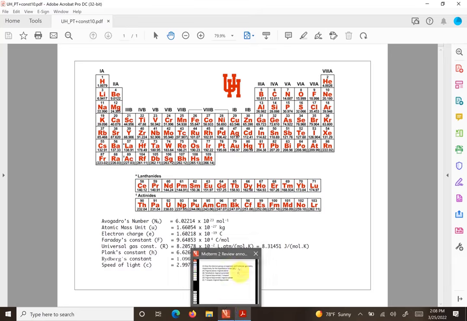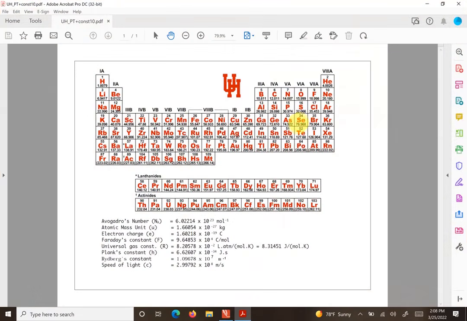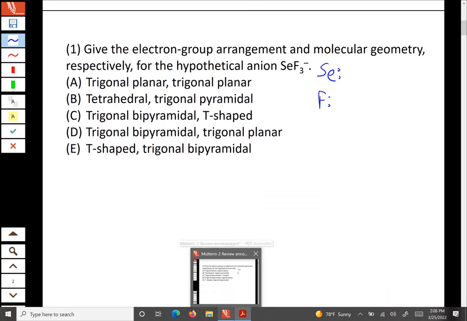Wait, selenium is in which one? Yeah, it's group 6, so it's right there, Se. Right. Yep, so Se is there, group 6. Fluorine is there, group 7. So that means group 6 will mean 6 valence electrons?